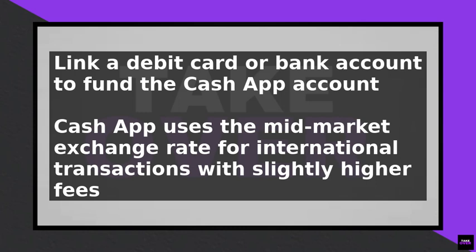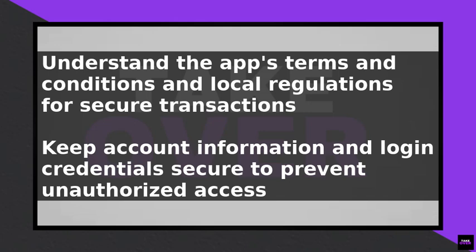In addition to sending and receiving money, Cash App also offers other features, such as investing in stocks and buying and selling Bitcoin. However, these features may not be available outside of the US, and their availability depends on your location and account type. To avoid any issues when using Cash App outside of the UK, make sure to understand the app's terms and conditions, as well as any local regulations that may apply to your transactions.